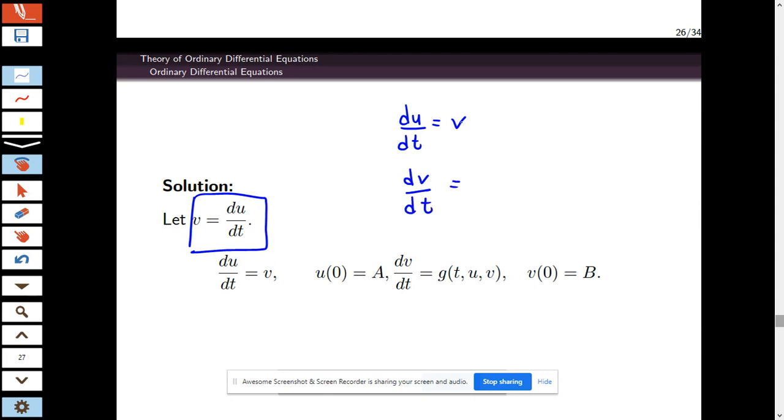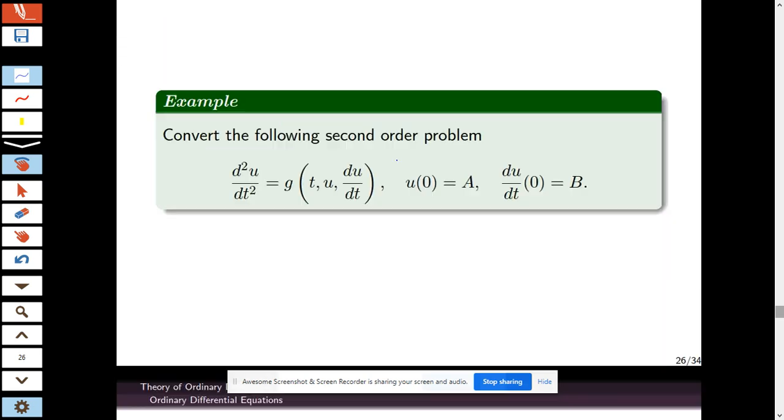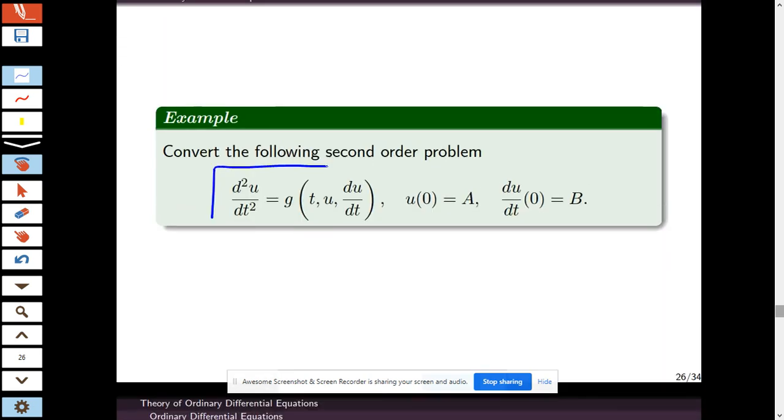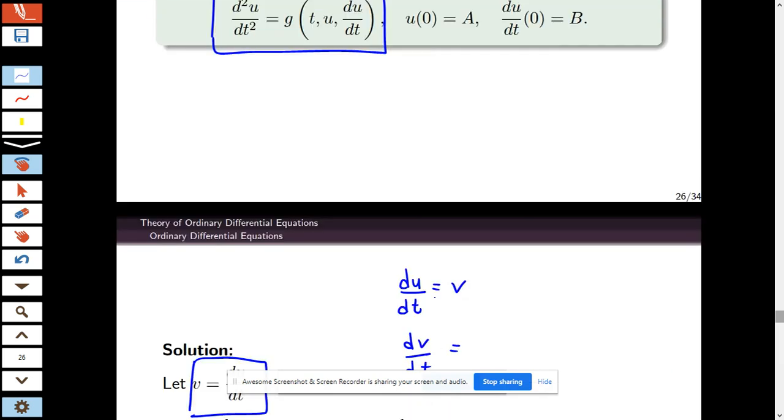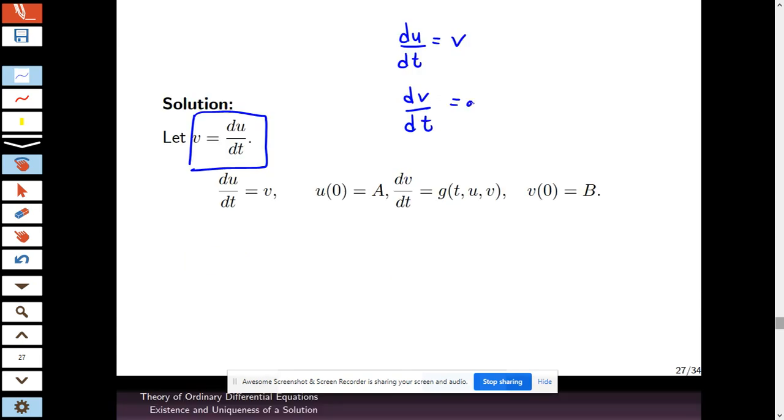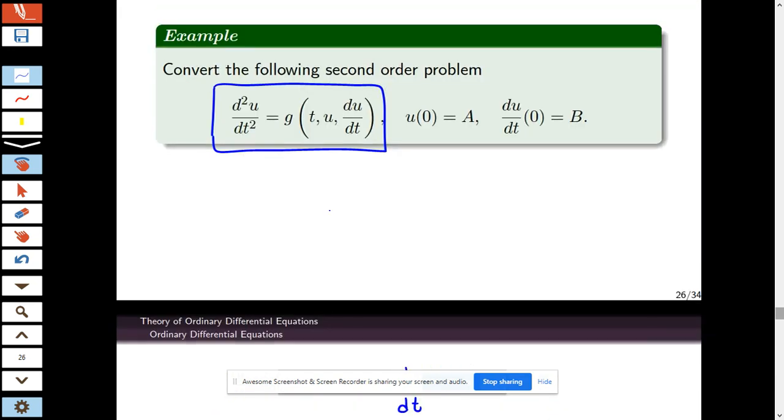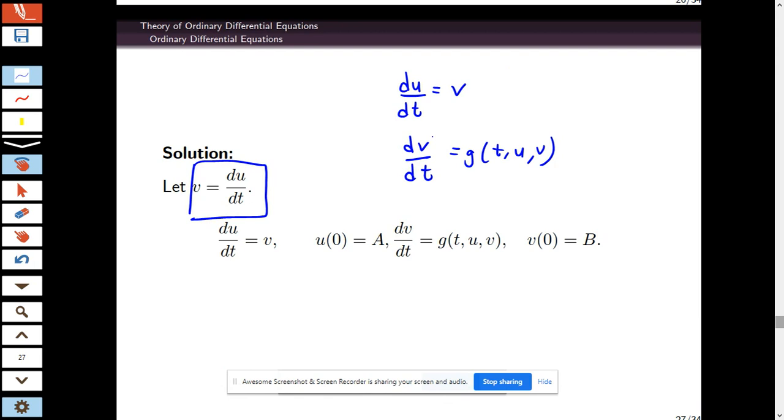This is my u double prime, right? Double prime. What is my u double prime? It is this one. So we have g times du dt, which is my v. Now instead of second order, it has reduced to first order. Now you don't have to use v. I can use m. Doesn't matter.